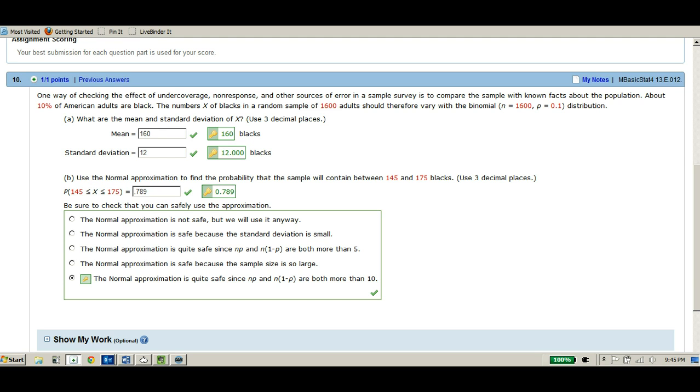The number X of blacks in a random sample of 1,600 adults should therefore vary with the binomial with an N of 1,600, P of 0.1 distribution. What are the mean and standard deviation of X?